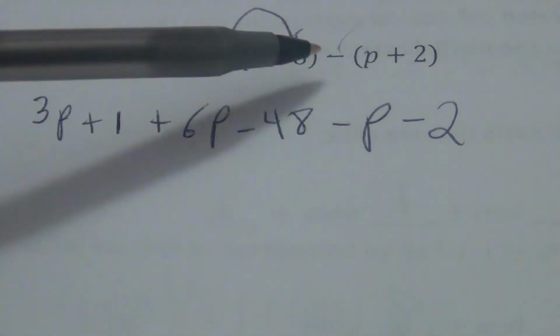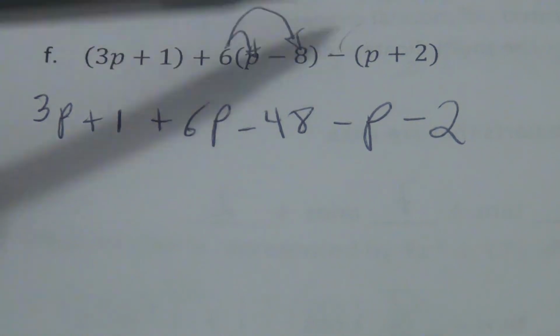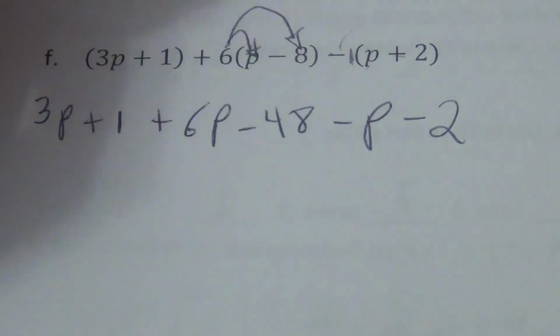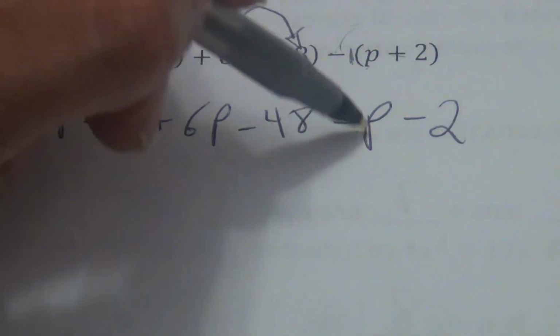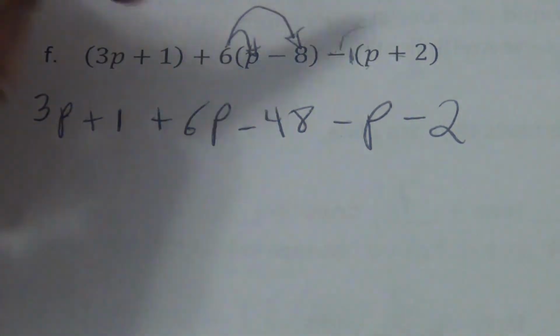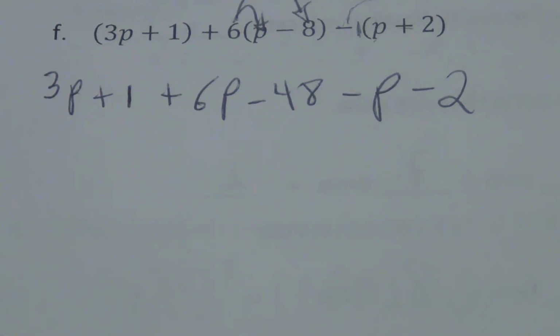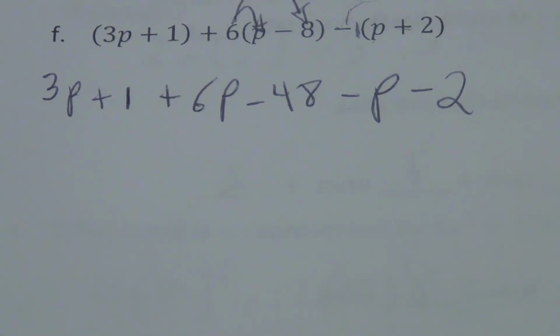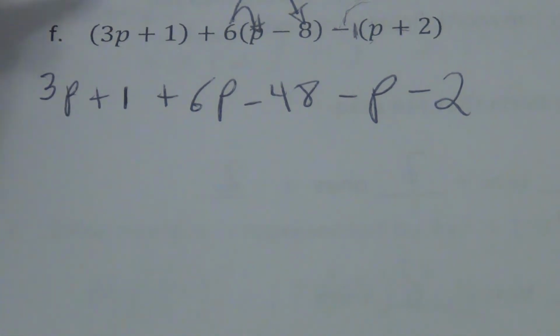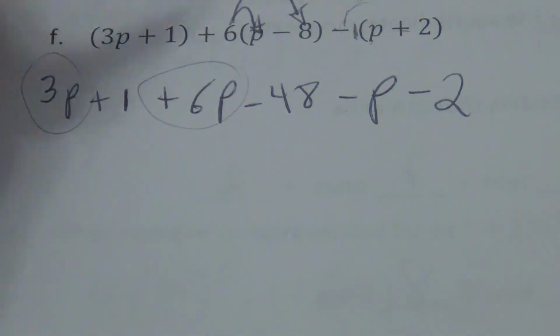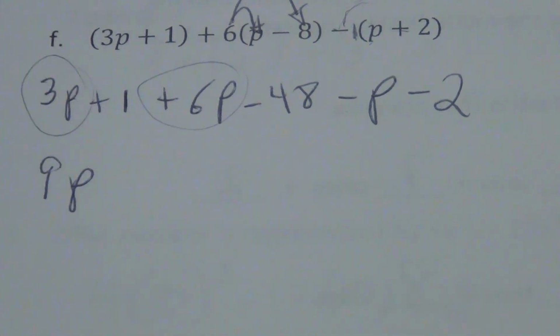Since you have a negative, this is like saying negative 1 times p plus 2. So negative 1 times p is negative p. Negative 1 times 2 is negative 2. I hope you do understand this part. If not, then I'm going to have to explain to you until you understand it. Now do we have like terms? Yeah, we have 3p and positive 6p. That's 9p.